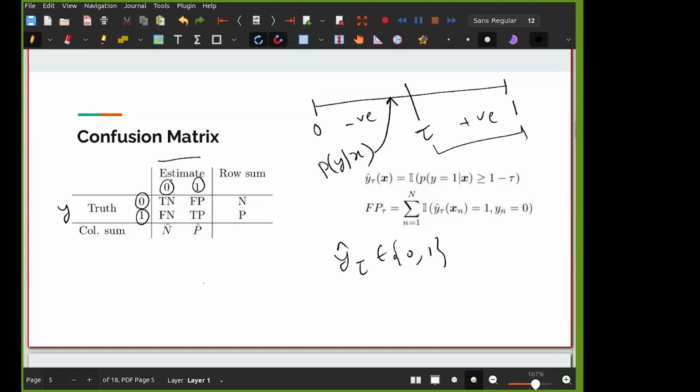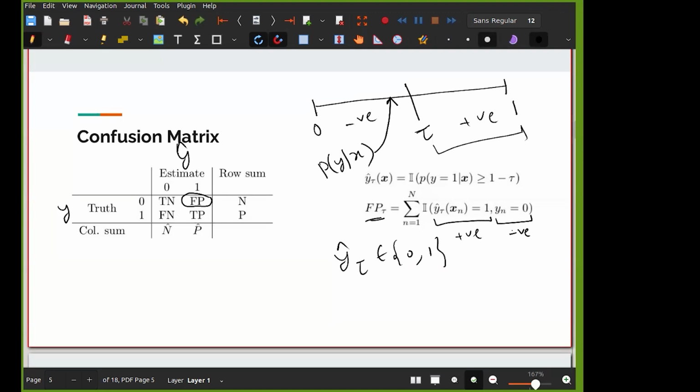Then I have my truth, which is my y, which could also again be a 0 or a 1. Now there are these things like false positives, FP, true positive, TP, false negative, FN, and true negative, TN. Just take an example of FP. On the estimate side, we have y hat. On the truth side, we have y. Let's consider this metric FP, which is false positives. False positive is just the total number of items which satisfy this condition: the truth was negative class, but my prediction is positive class. So it is a false positive, but truly it was negative. That's my definition of false positive.